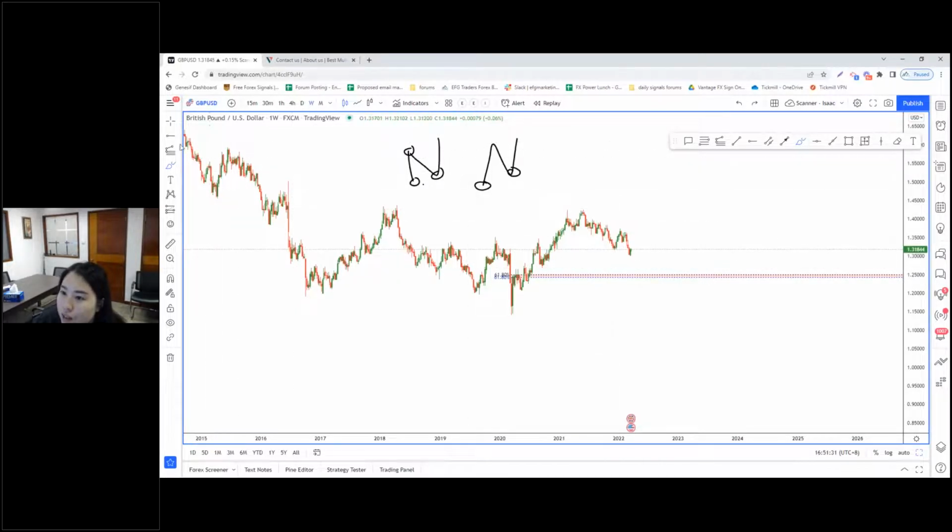Once I find my confluence, usually I try to see if there's any support and resistance level that lines up closely. I do see a swing low here.